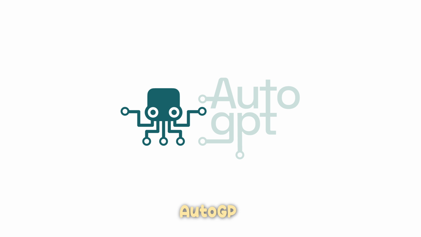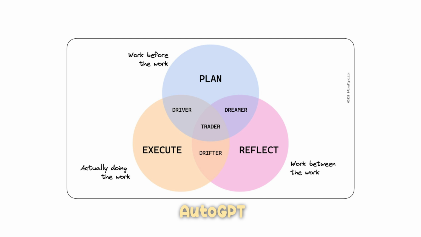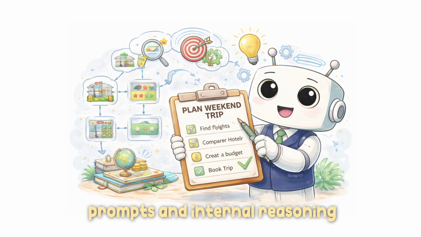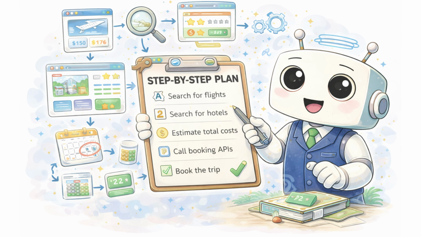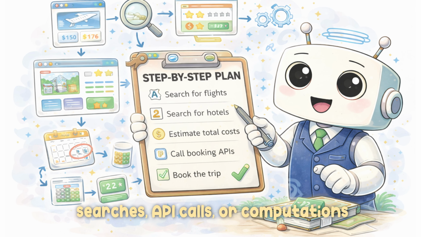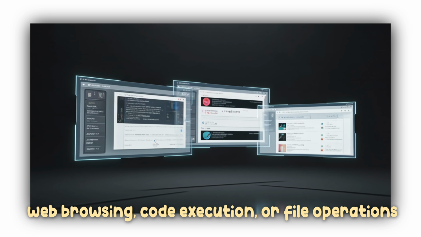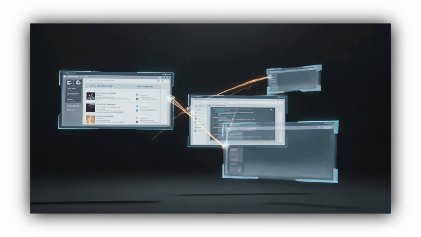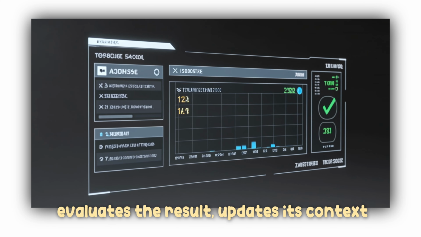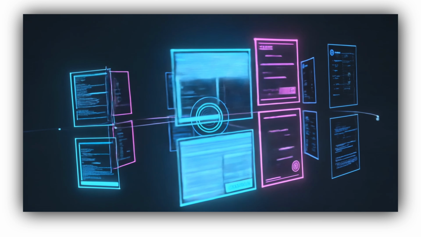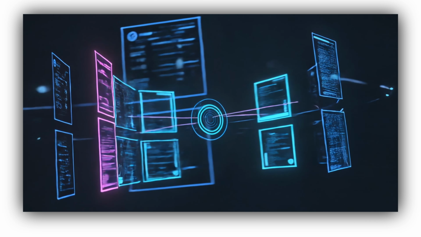Technically, tools like AutoGPT follow a structured loop called Plan, Execute, Reflect. First, the model interprets the goal and converts it into a structured objective, often using prompts and internal reasoning. Then it generates a step-by-step plan, breaking the goal into smaller tasks like searches, API calls, or computations. During execution, it uses tools like web browsing, code execution, or file operations to complete each step. After every action, it evaluates the results, updates its context or memory, and decides the next step. This loop continues iteratively until the goal is achieved or no better actions are found.